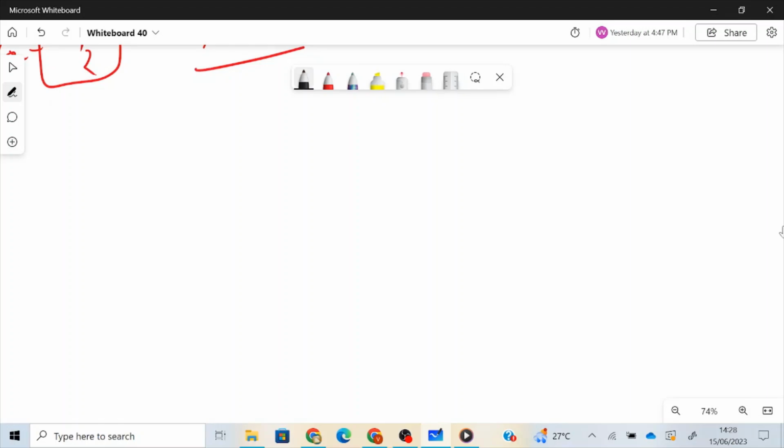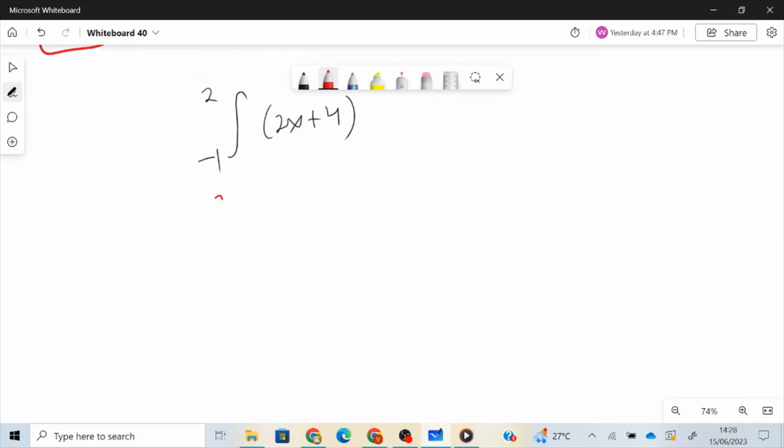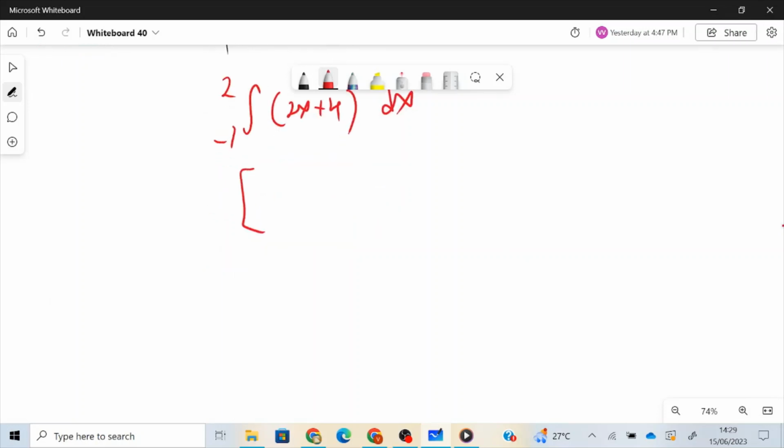It asks us to integrate from minus 1 to 2 of 2x plus 4. Again, same way we go about this. We have the integral from minus 1 to 2 of 2x plus 4 dx. Next we can proceed with our integration, so we can use our square brackets.